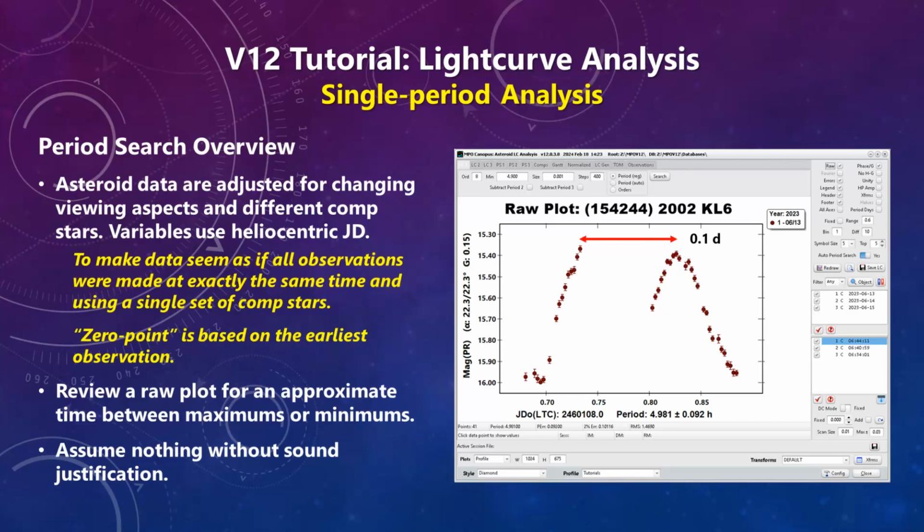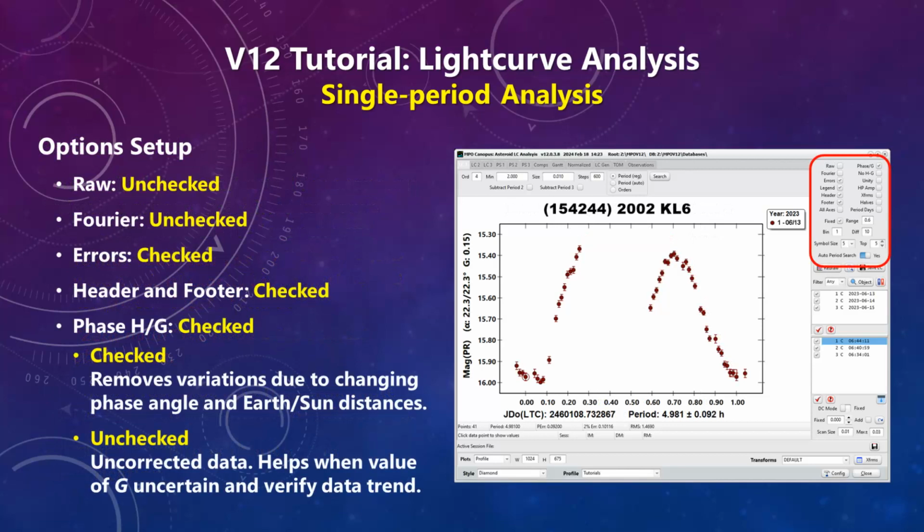This can be taken from the literature, without too much precision, or reviewing a raw plot of a single session that appears to cover at least half a cycle. The data from 3 nights for asteroid 2002 KL6 will be used here. To plot a single session, set the controls in the list to the values shown here.